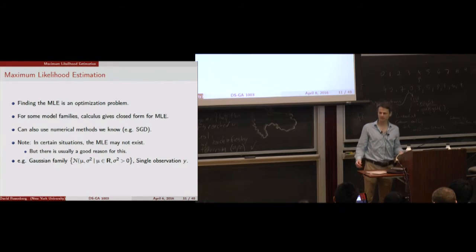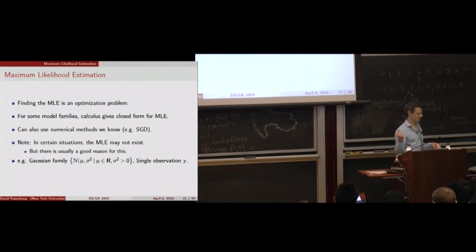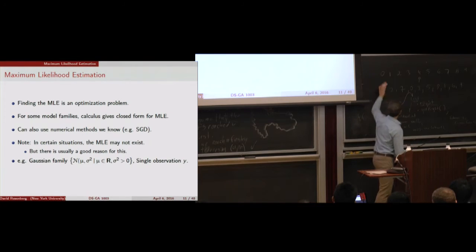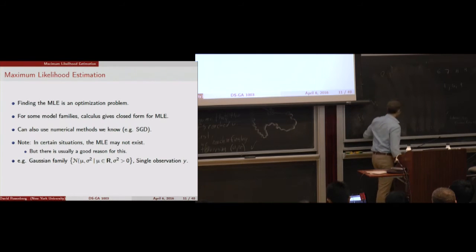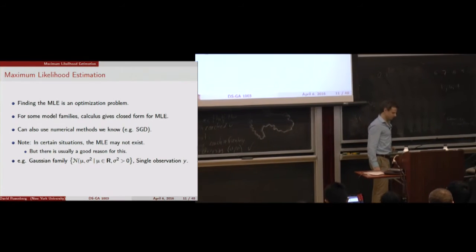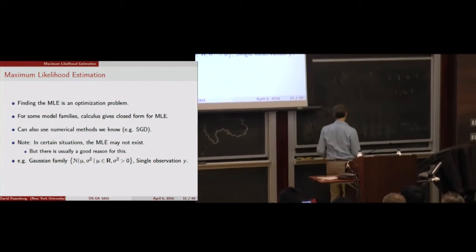Well, 10. So the observation is 10. And so the maximum likelihood mean would be 10. That's right. And what would the maximum likelihood variance be? 0. Right. So the issue is, what's the likelihood when we put the variance to 0?